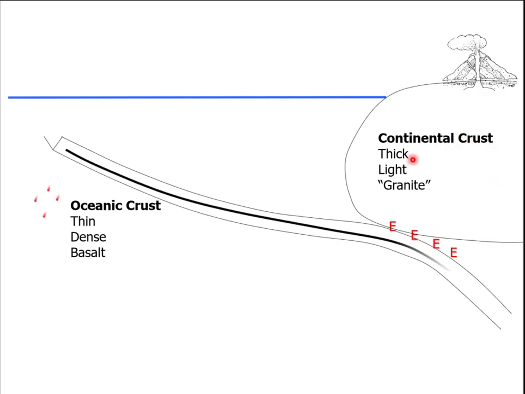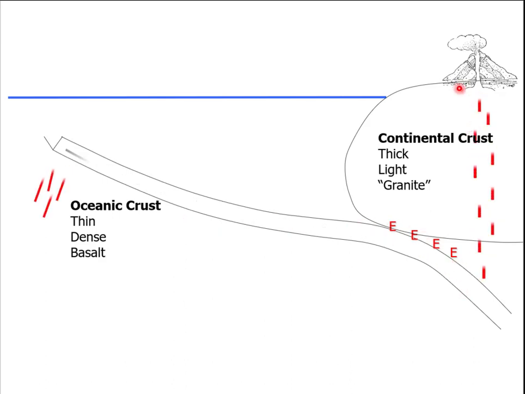And so this is what happens at these ocean continent convergent plate boundaries. You get earthquakes, shallow to deep. As that oceanic crust gets pushed down, you get melting, rising magma, turning into lava when it breaches the ground surface.